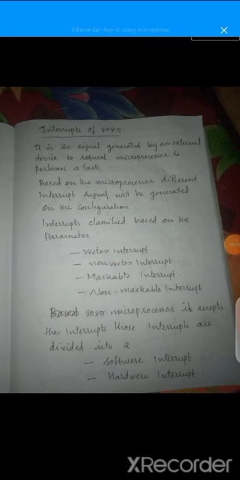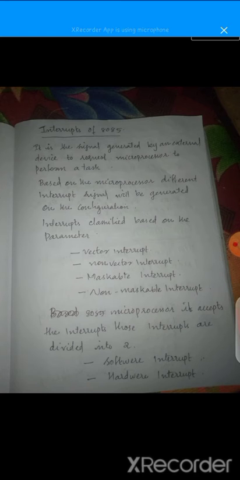Discussing about interrupts of the 8085 microprocessor. So an interrupt is a signal generated by an external device, like output devices or input devices, to request the microprocessor to perform a task. So here we have discussed the interrupts present in the 8085 microprocessor.